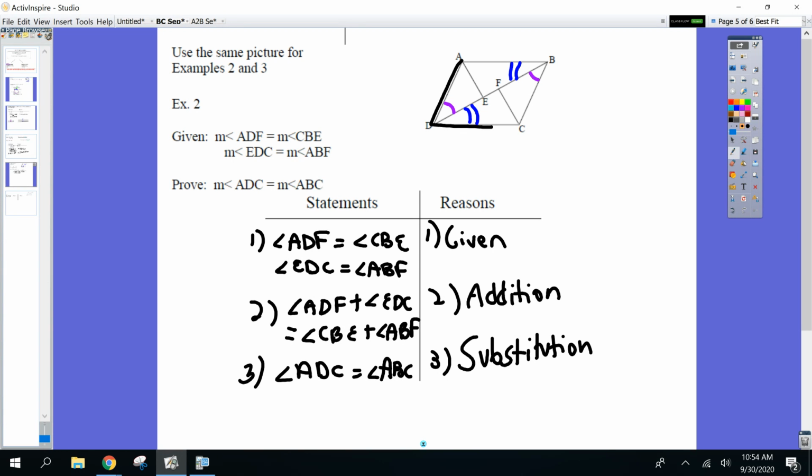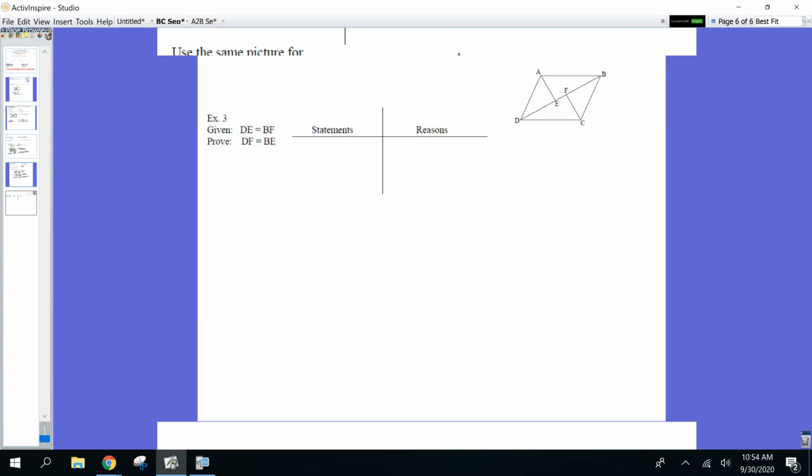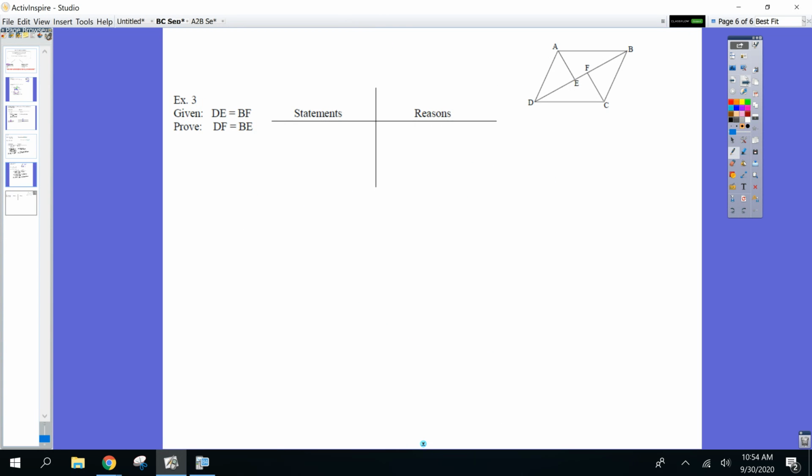All right, speaking of number 3, same diagram we just used. Given DE equals BF, mark it. I should see hash marks somewhere on your diagram. DE equals BF. Let's put it in our statements.